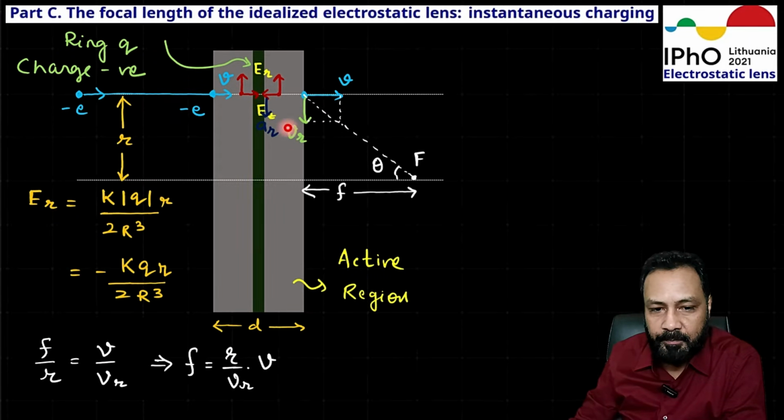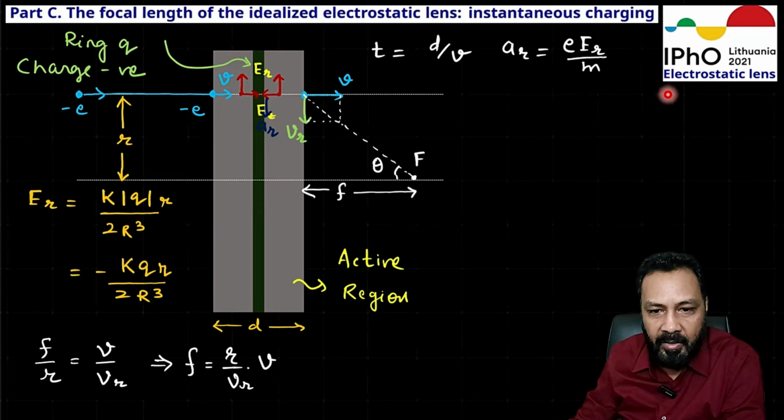And now from here, it will take some time to cross this active region in this direction. Along the z direction, velocity is constant, so the time taken would be d by v to come outside. And the radial acceleration, ar, would be the radial direction force, e into er, divided by m.